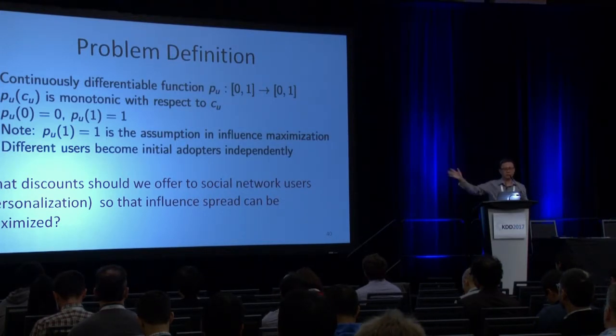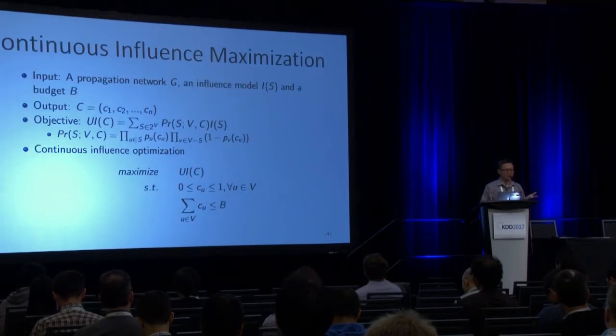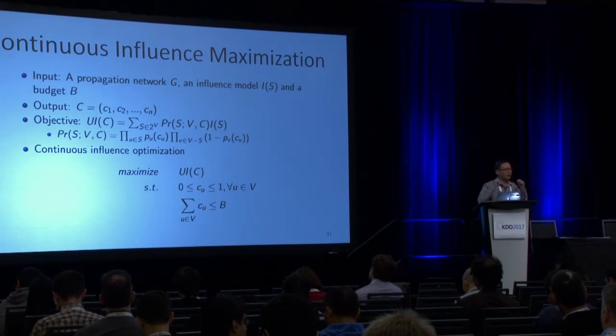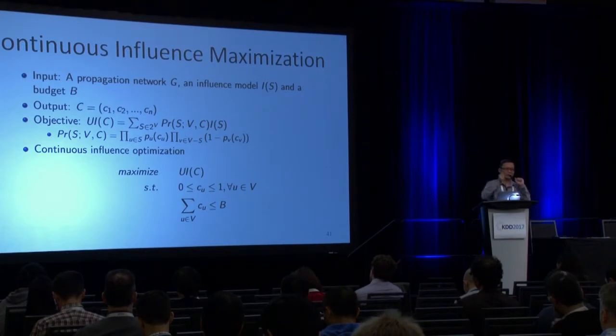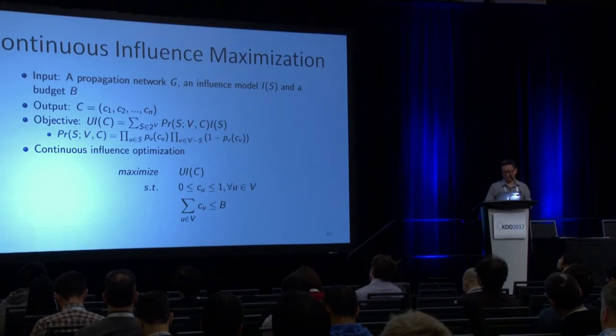Well, if you only pose this problem, of course, a trivial solution is that you give everyone a free product. That will give you the maximization. So we need a budget to constrain that. So we have a safe budget here, meaning even if everyone takes the discount, I am still within this budget. So this is a safe budget.